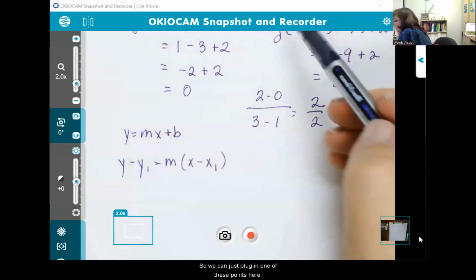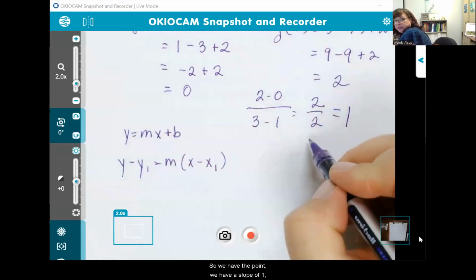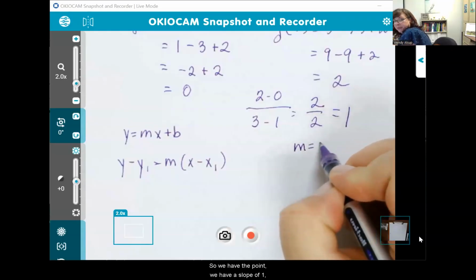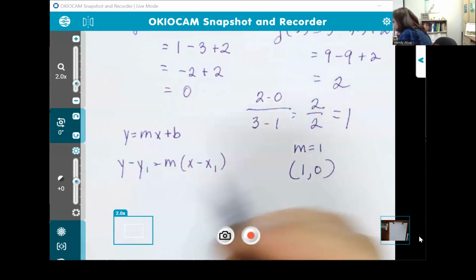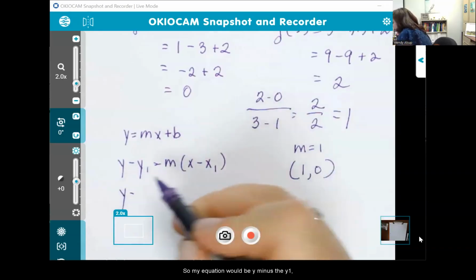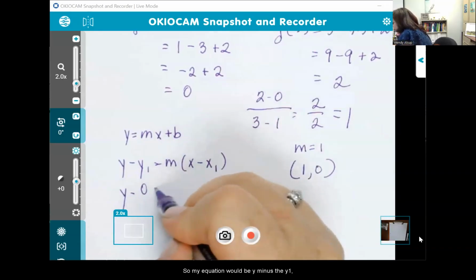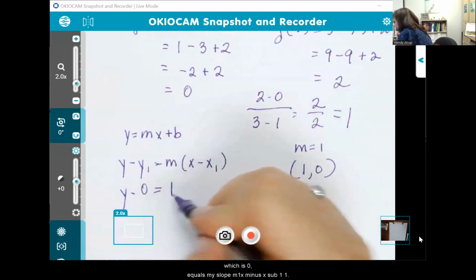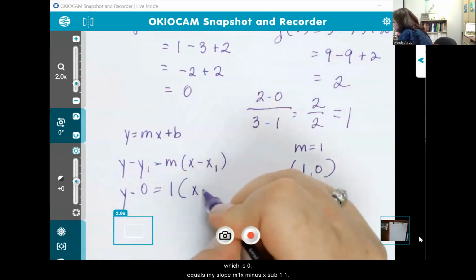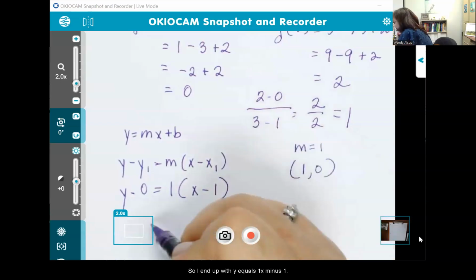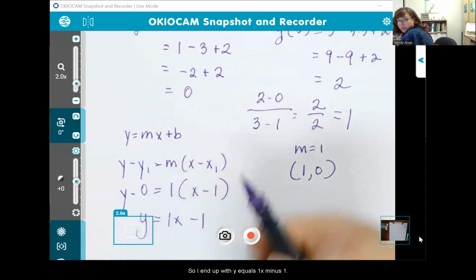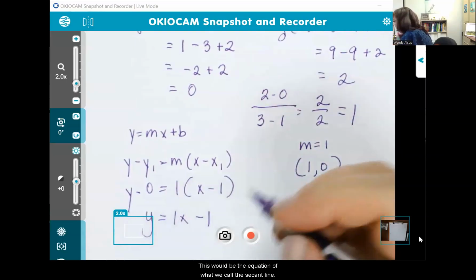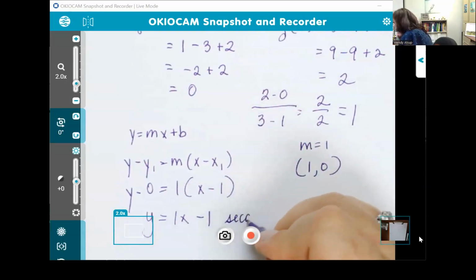So we can just plug in one of these points here. We have a slope of 1, and we have a point of (1, 0) on this line. So my equation would be y minus y1, which is 0, equals my slope m of 1, times x minus x1, which is 1. So I end up with y equals 1x minus 1. This would be the equation of what we call the secant line.